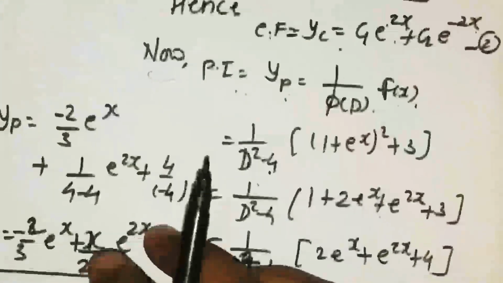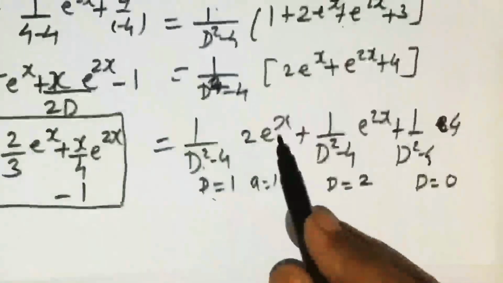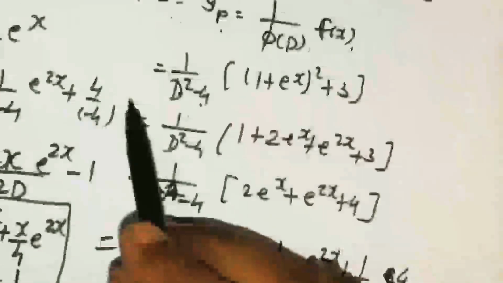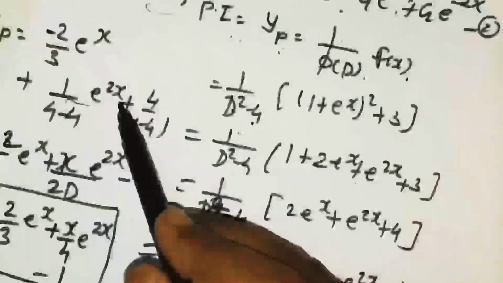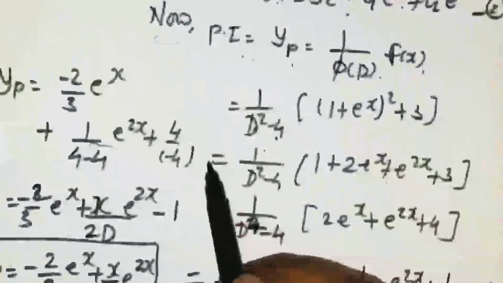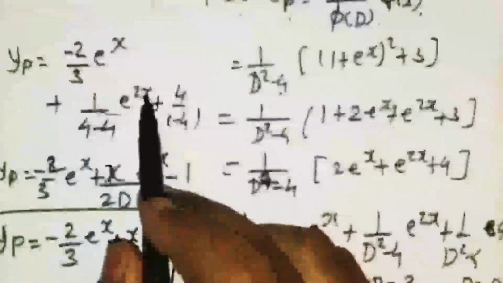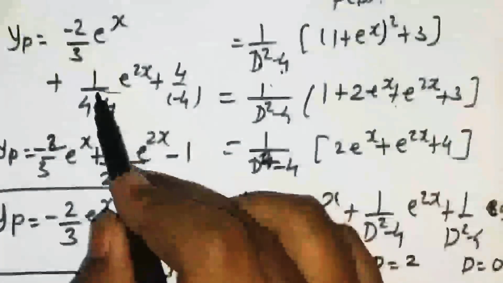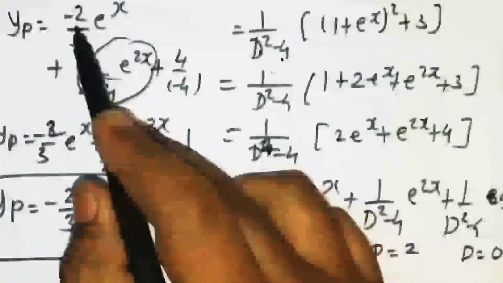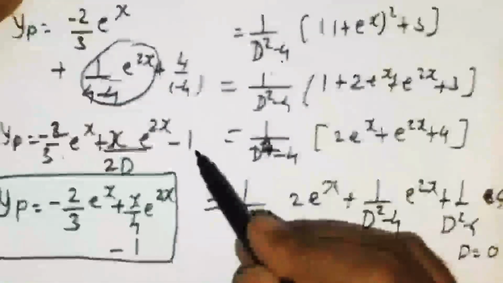So after doing that we'll get 1 minus 4 minus 3, so it will be minus 2 by 3 e raised to x. If you put 2 here, 2 square is 4, so we'll have 1 by 4 minus 4 e raised to 2x, and when we put D equal to 0 we'll have minus 4 in the denominator, so that will look like 4 by minus 4. So all three terms I have written here, right? Now only in the middle term we have 4 minus 4, that is 0 in the denominator. So for this particular term we have a case of failure. The remaining terms we write as they are: minus 2 by 3 e raised to x, and this 4 by minus 4 is minus 1.